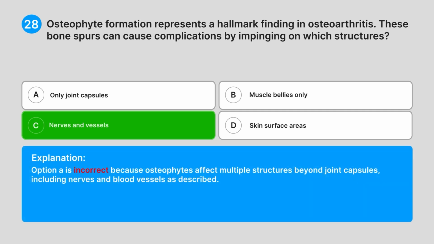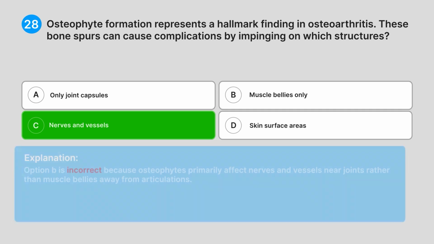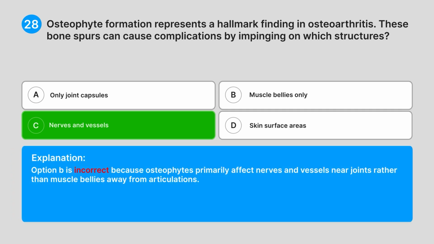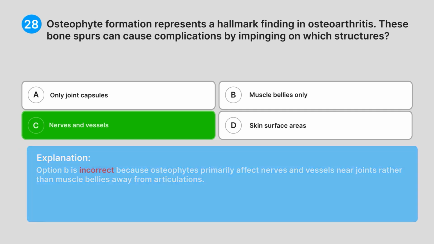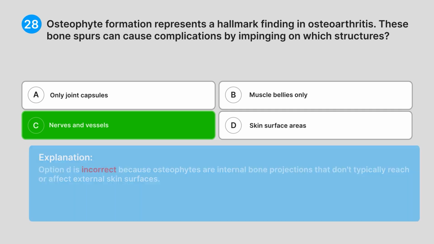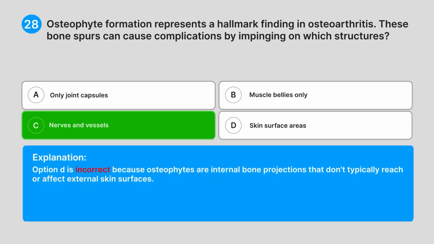Option A is incorrect because osteophytes affect multiple structures beyond joint capsules, including nerves and blood vessels as described. Option B is incorrect because osteophytes primarily affect nerves and vessels near joints rather than muscle bellies away from articulations. Option D is incorrect because osteophytes are internal bone projections that don't typically reach or affect external skin surfaces.